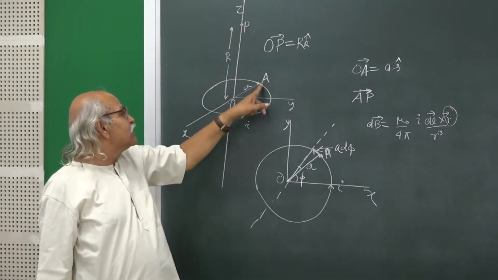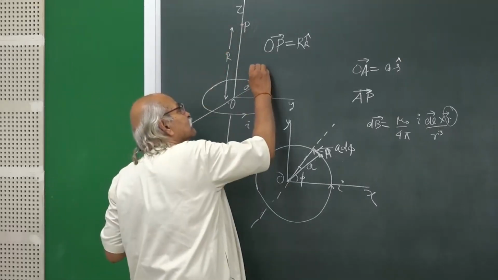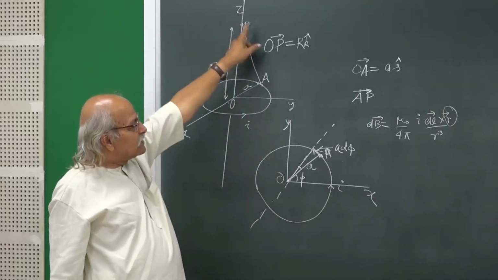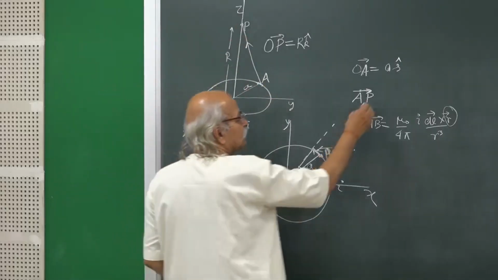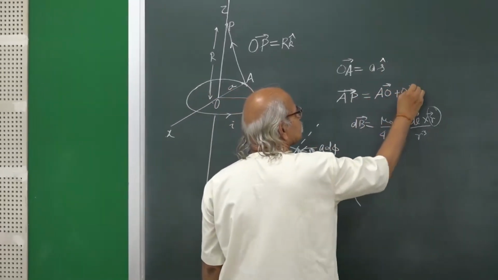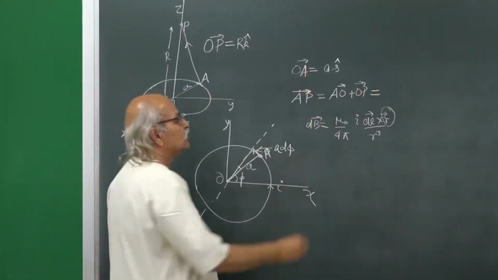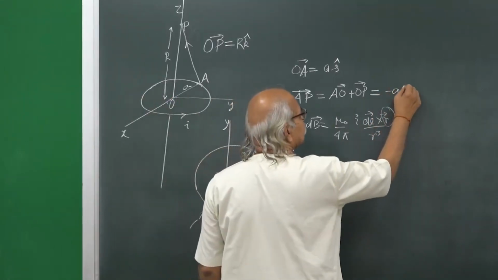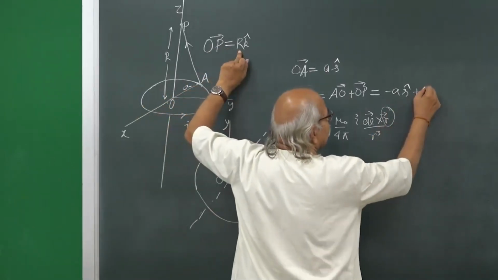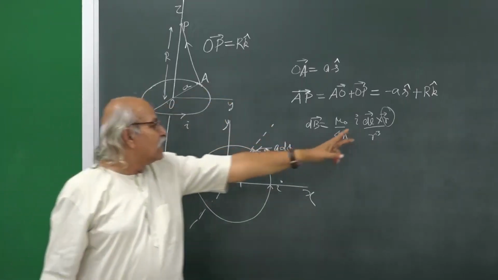From the current element to the point where the field is needed, that will be AP. That is why I am interested in writing this AP, and that is why I am doing all this exercise. So AP will be AO plus OP, and AO will be the negative of OA, so it will be minus A s cap, and the OP vector is R k cap, so plus R k cap. This is the R vector.